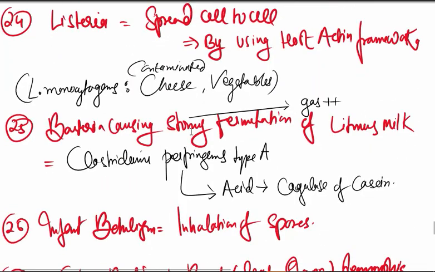Next one, Listeria spreads from cell to cell by using the host actin framework. Listeria monocytogenes infects humans from contaminated cheese and vegetables.